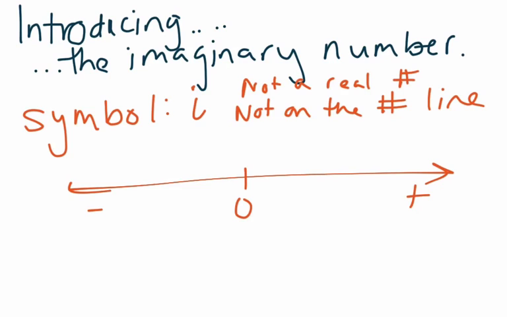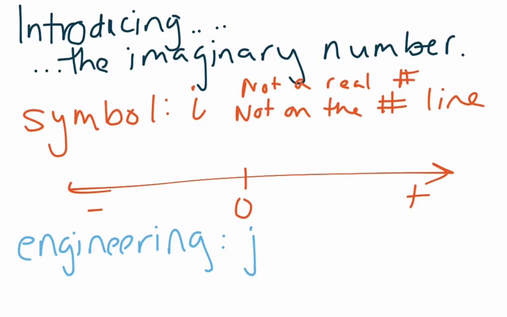Now, just as a piece of trivia, because I like to give you guys free information, if you are in engineering, the symbol for the imaginary number is a lowercase j. Probably because i was already taken, because i represents electric current. And so we didn't want to overdo it with the i's. And so in engineering, we would use a j.